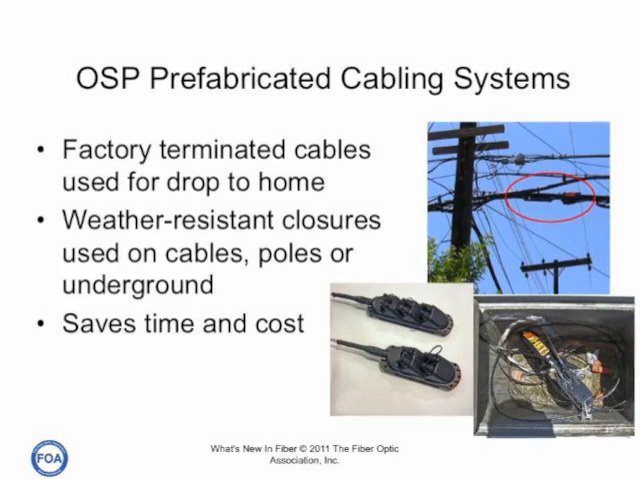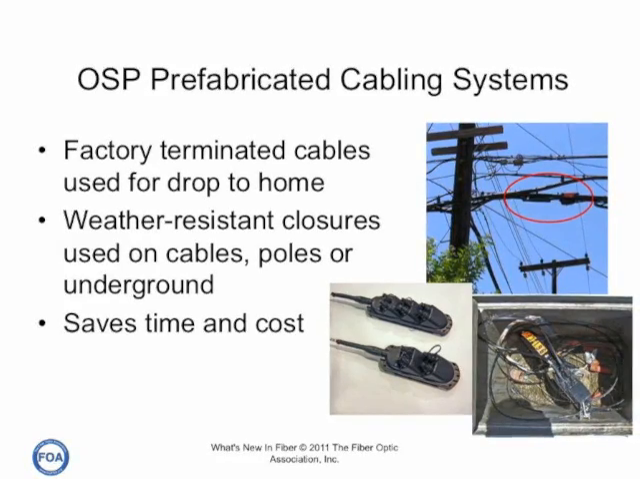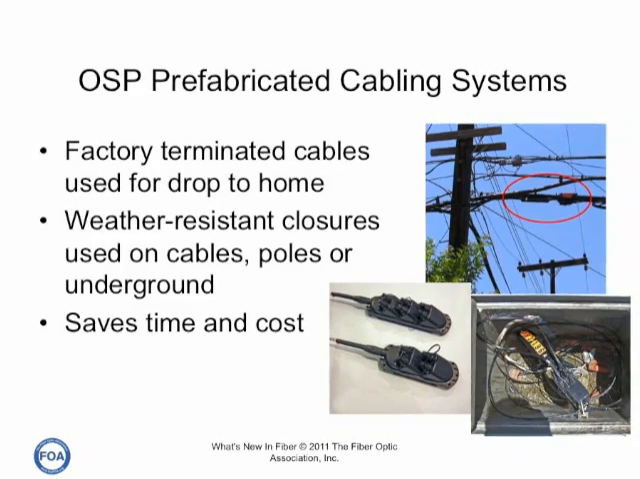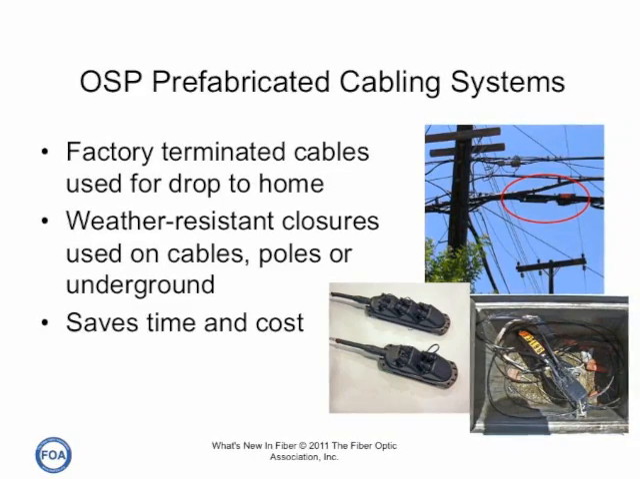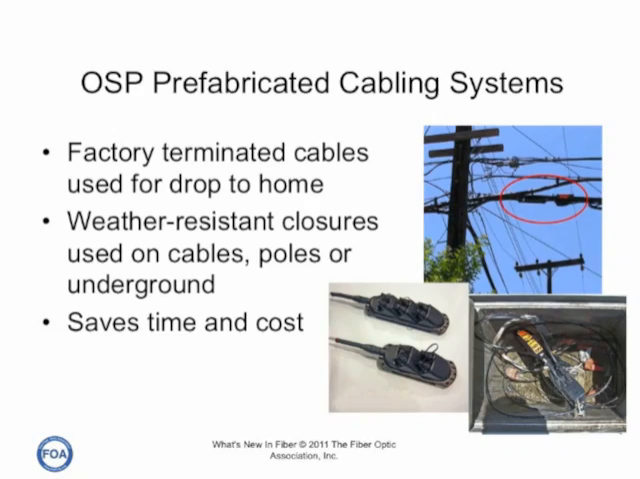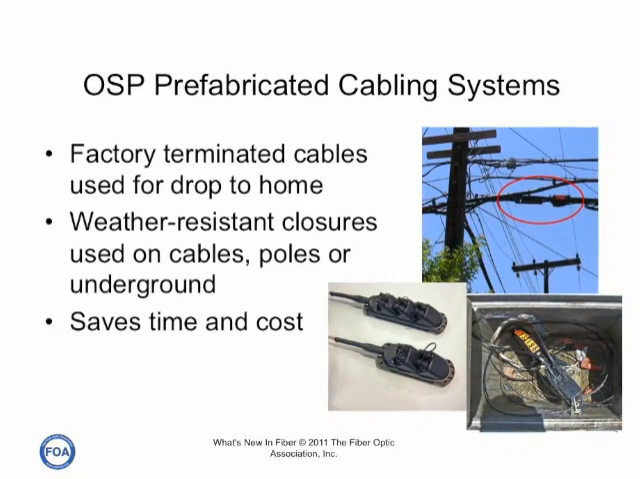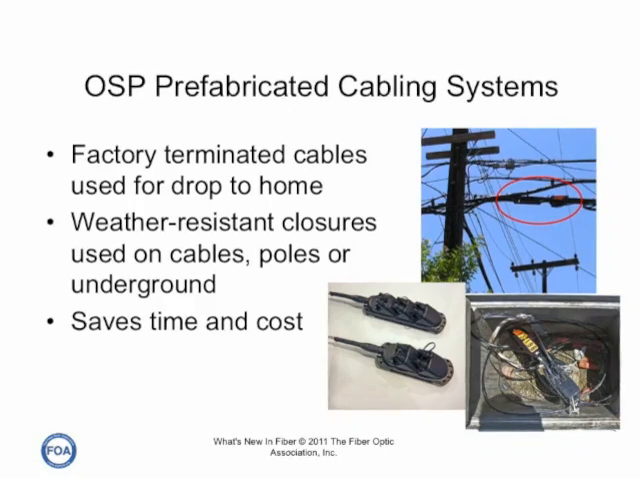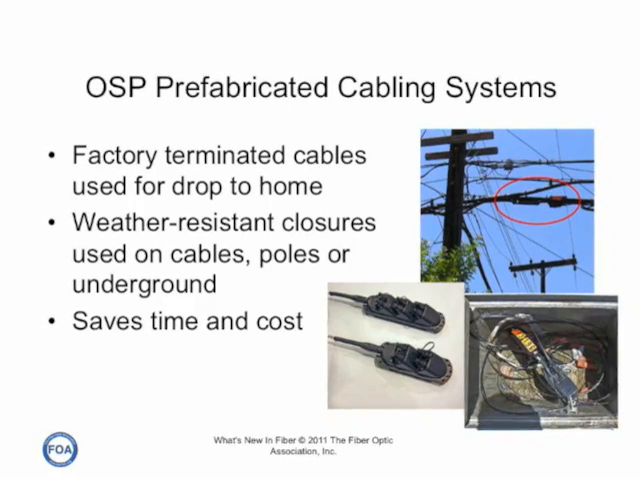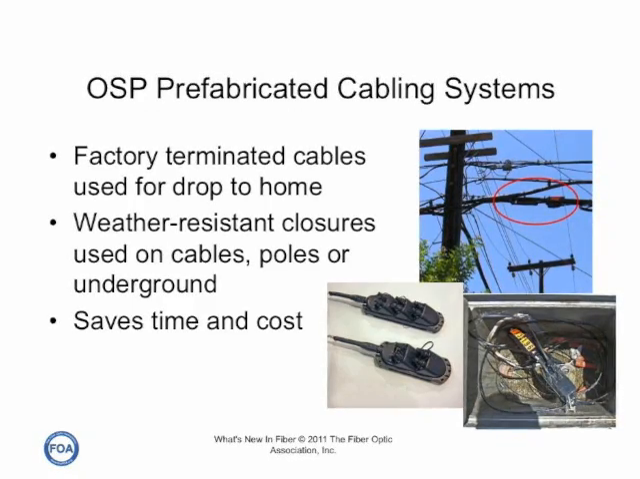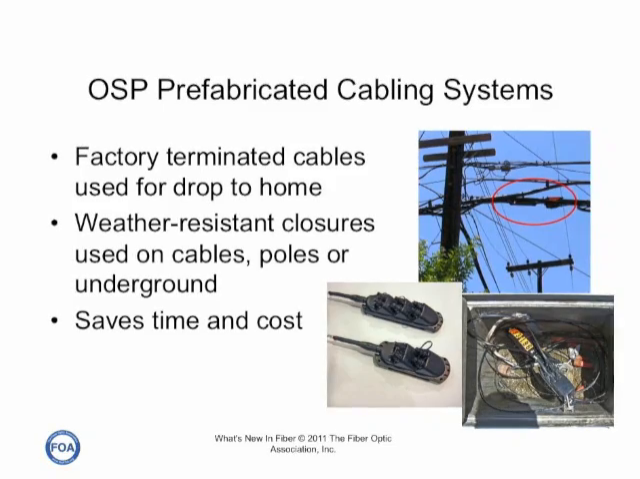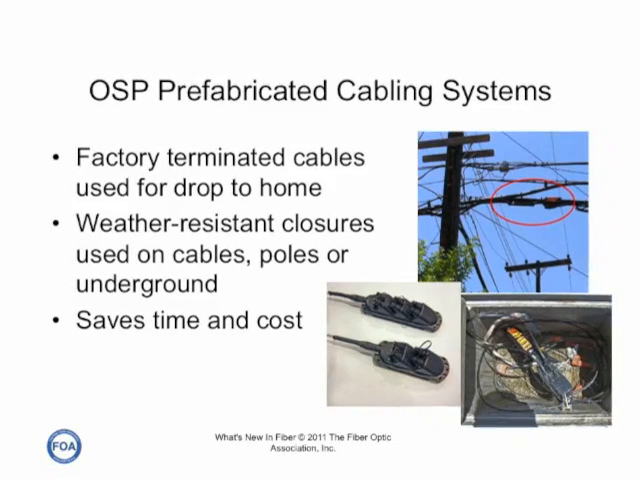Fiber to the home led to the development of prefabricated cabling systems for the outside plant. Outside plant cables were terminated on one end with weather-resistant closures with sealed connectors on them, and the other end was spliced into the installed cable plant. These can save lots of time in installation and often can save costs.